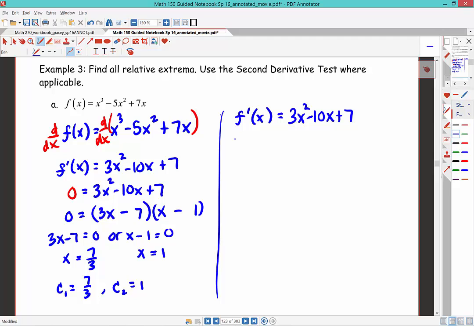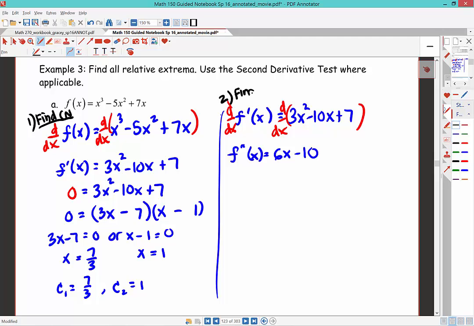Okay, so now differentiating both sides with respect to x, we'll have f double prime at x is equal to 6x minus 10. And so now, the first step was to find the critical numbers, right? Second step was to find f double prime. Now the third step is to evaluate f double prime at the critical numbers.